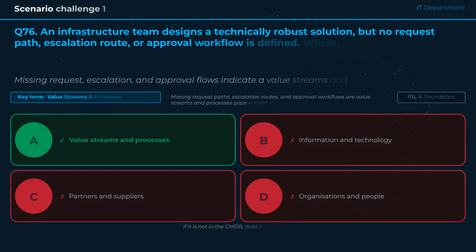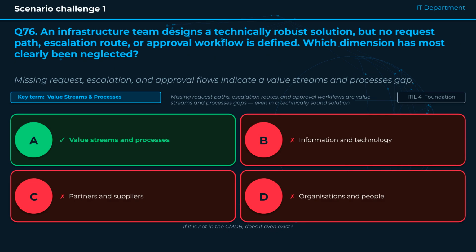The correct answer is A, value streams and processes. Missing operational flows like request paths, escalation routes, and approval workflows indicate a clear gap in the value streams and processes dimension. Missing operational processes point to a value streams and processes gap.